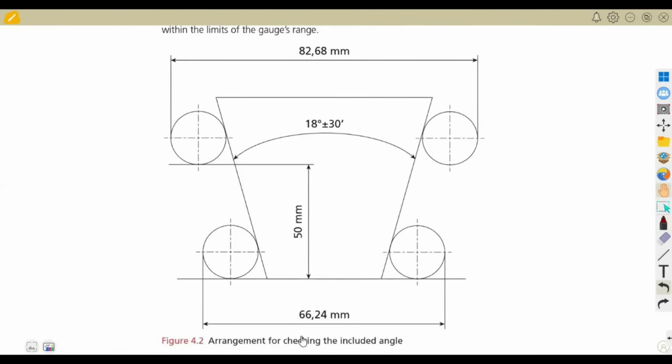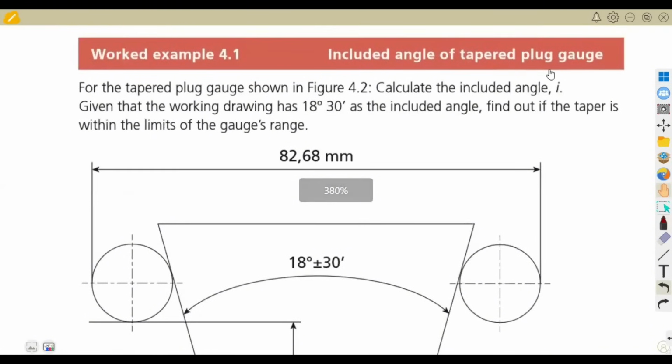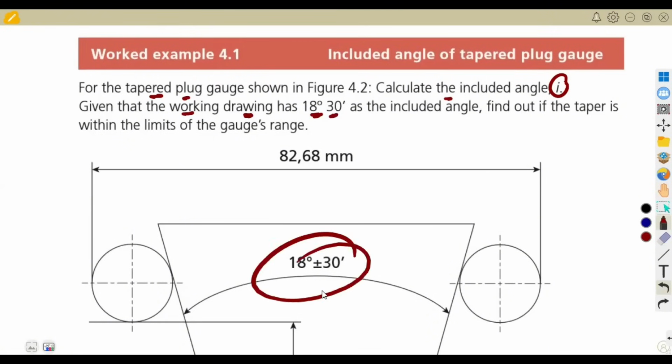So if we check here, we are given an arrangement for checking the included angle. The question was the included angle of a tapered plug gauge. For a tapered plug gauge shown in Fig 4.2, calculate the included angle, which they are referring to as I in this case, given that the working drawing gives 18 degrees, 30 minutes. So this is the angle that we are given. That is 18 degrees plus or minus 30 minutes as the included angle.